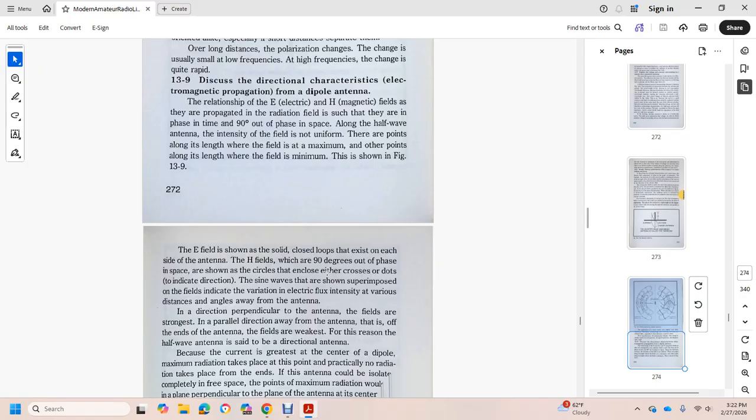The fields are parallel with the direction away from the antenna. This is often the end of the antenna. The fields are weakest at the ends of the antenna, which is said to be a directional antenna, because of the current being greatest.